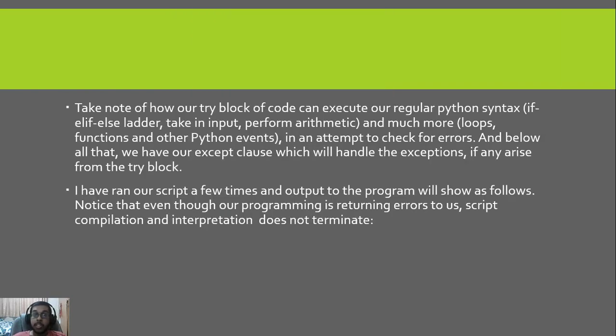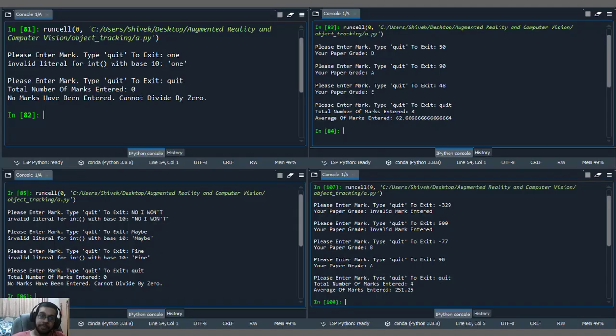Take note of how our try block of code can execute our regular Python syntax: an if-elif-else ladder, take in input, perform arithmetic, and much more, loops, functions, and any other Python events in an attempt to check for errors. And below all that we have our except clause, which will handle the exceptions if any arise from the try block. I've run our script a few times and the output of the program will show as follows. Notice that even though our program is returning errors to us, script compilation and interpretation does not terminate.